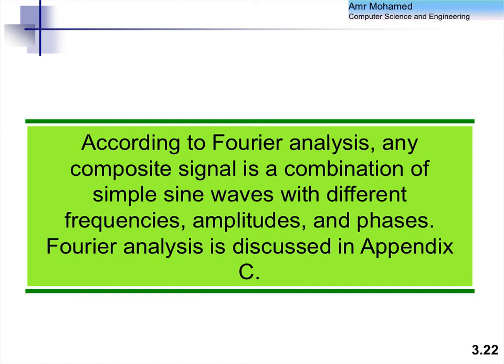So the theory that Fourier came up with was that any composite signal, whether it's periodic, non-periodic, whatever, is a combination of simple sine waves with different frequencies, amplitudes, and phases. Remember that. These three parameters that we have learned about so far can be used in the sine wave to shift it as a phase, or to change the amplitude, or to change the frequency. And by taking the summation of all these sine waves, we can represent very complex and composite signals in the time domain. Okay?